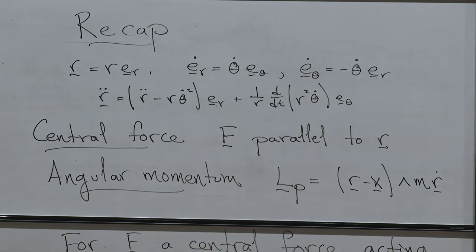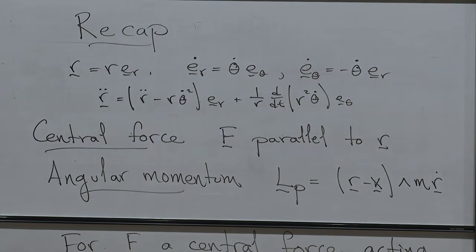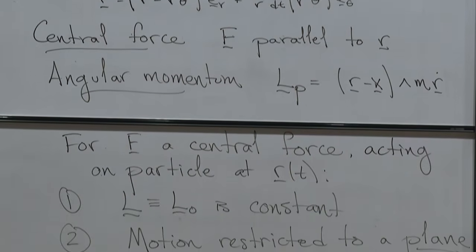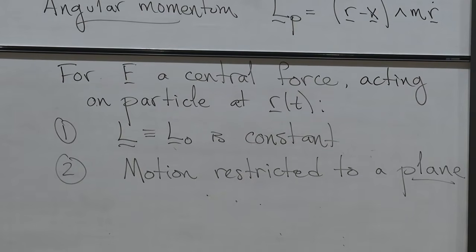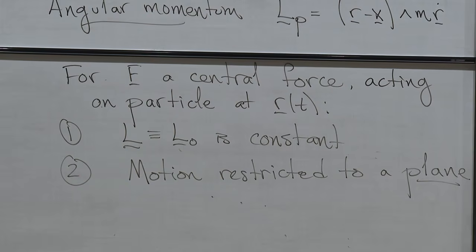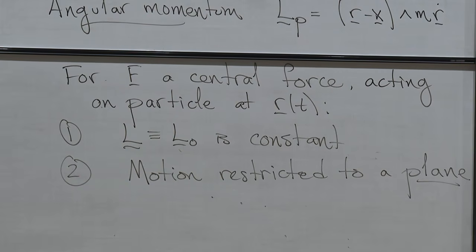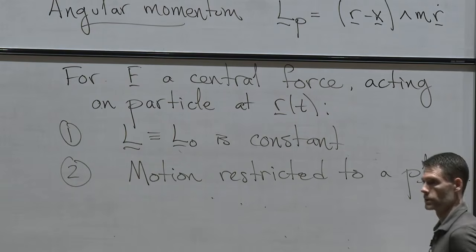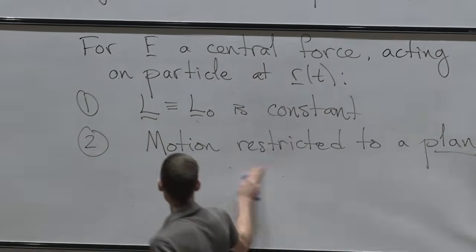So that's about point P. P is located at position vector x, and we take the difference r minus x cross with linear momentum m r dot. And then at the end, we made this claim that if F is a central force acting on our particle at position r, then the angular momentum about the origin is constant. We showed that at the end. And then the follow-up, which we'll start by showing now, and this is quite an important one, is that the motion for central force is therefore restricted to a plane. So let's prove this second statement.